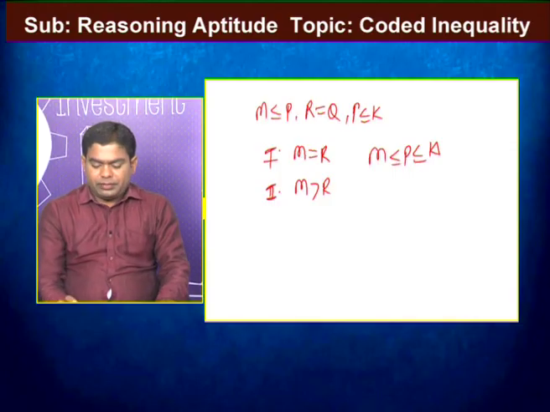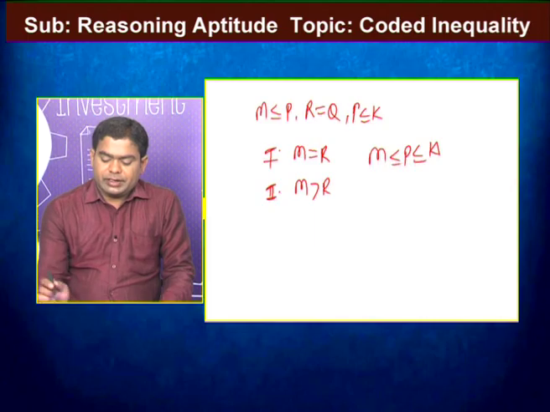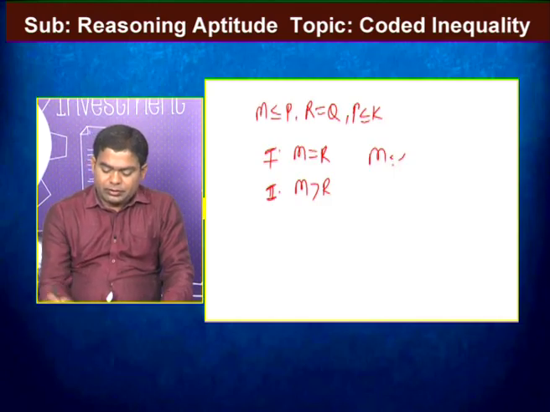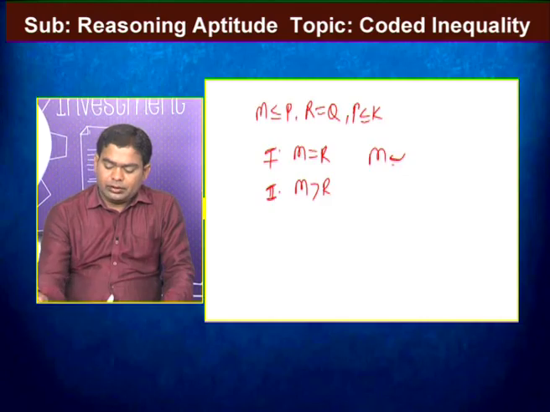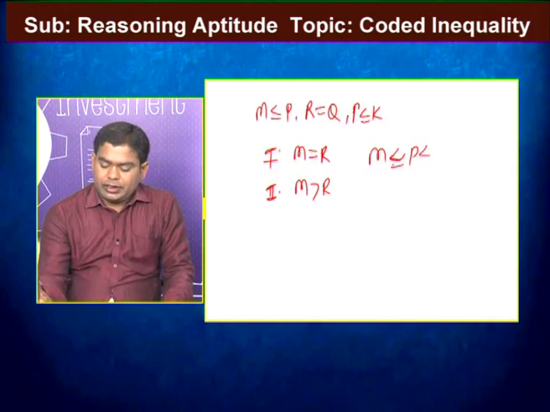So we verify the relation between M and R in the combined statement. We get M less than or equal to P, P less than or equal to K, P less than or equal to R, so we get M less than or equal to P, P less than or equal to R, and R equal to Q.